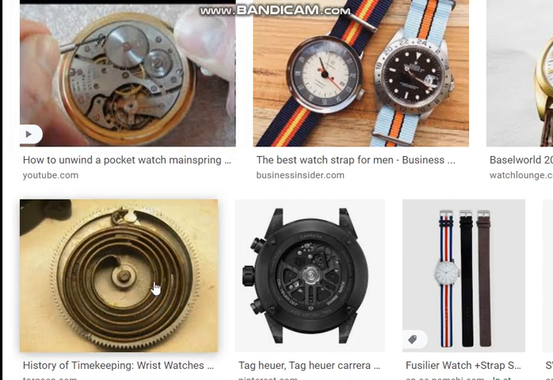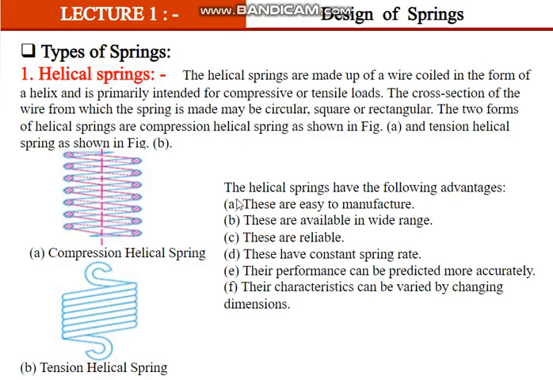This is called a spiral spring. The normal springs that we see are called helical springs, and these are spiral springs. Okay, now let us see about the different types of springs.